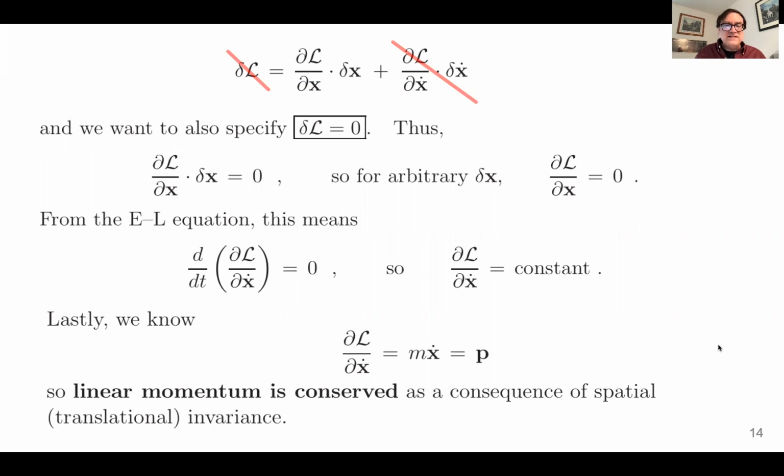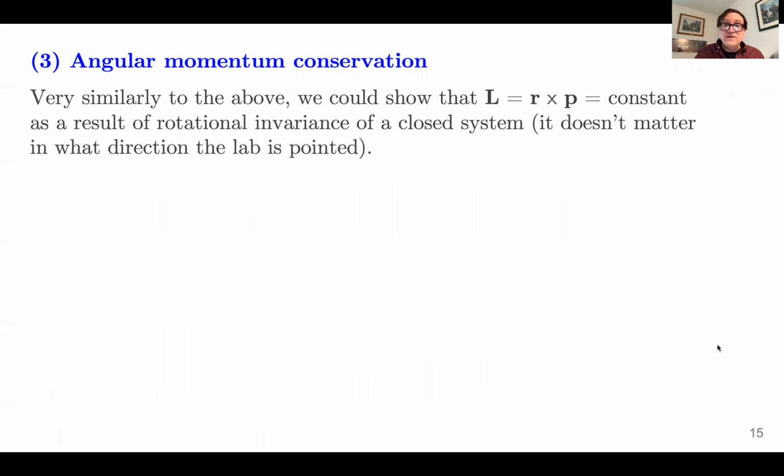Yeah, kind of elegant that our choice of origin in time and our choice of origin in space both have direct consequences on these conservation laws. Now, I'm not going to go through it in detail, but you could turn the same cranks by looking at rotational invariance, a delta theta rotation, and assuming that the Lagrangian doesn't change, you can eventually show that the angular momentum is a constant as a result of this not caring about which direction you're pointing.